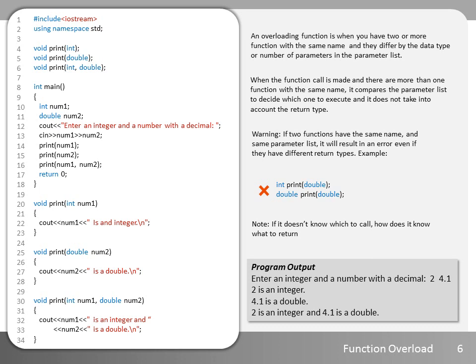If they did have the same parameter list, but different return types, the program will result in an error, because if the compiler doesn't know which one to call, then it doesn't know what to return.